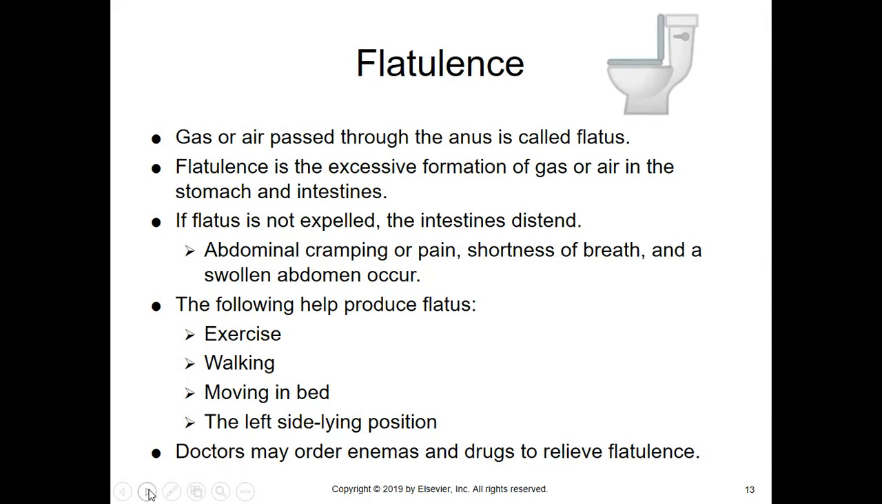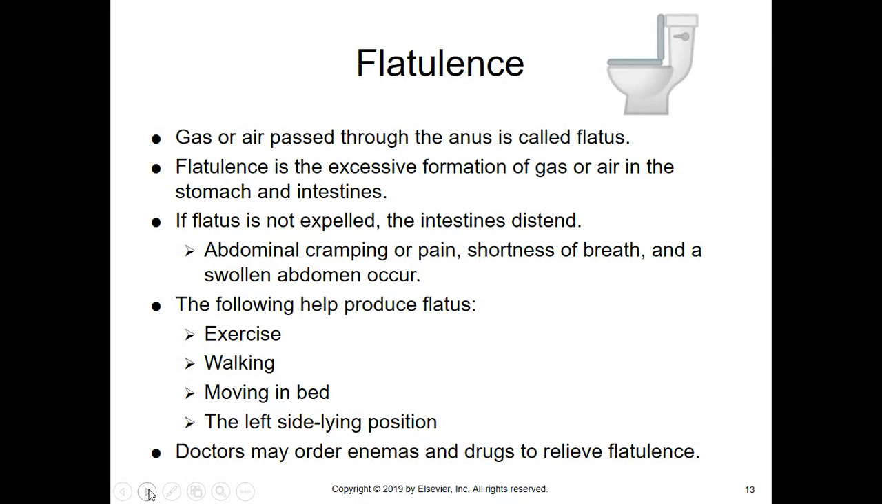Flatulence is the excessive formation of gas or air in the stomach and the intestines. So when it's inside us, it's that bloating feeling. Once we let it go, the intestines are no longer bloated, okay? And the person then passes gas. It could be belching or farting. The following help produce flatus.